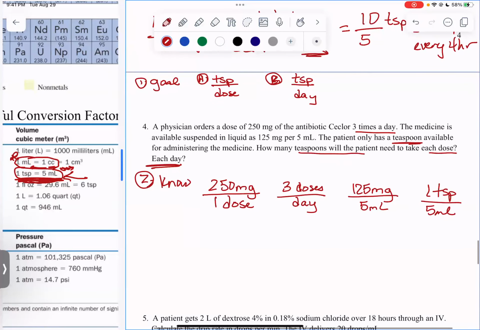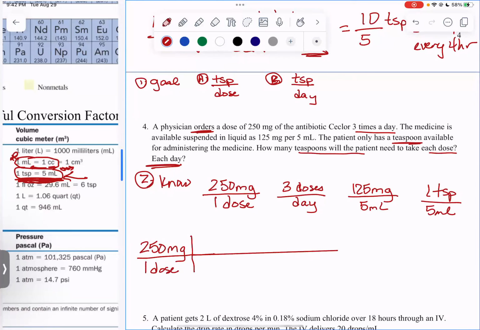Okay. All right. Now our third step is going to be to do the dimensional analysis. But you got all this information that you've pulled out. Where do you start? I typically start with what the physician orders. So the physician ordered 250 milligrams per 1 dose. So that's where I'm starting. I'm kind of going to draw this kind of long. Now I just got to get to teaspoons per dose and teaspoons per day.